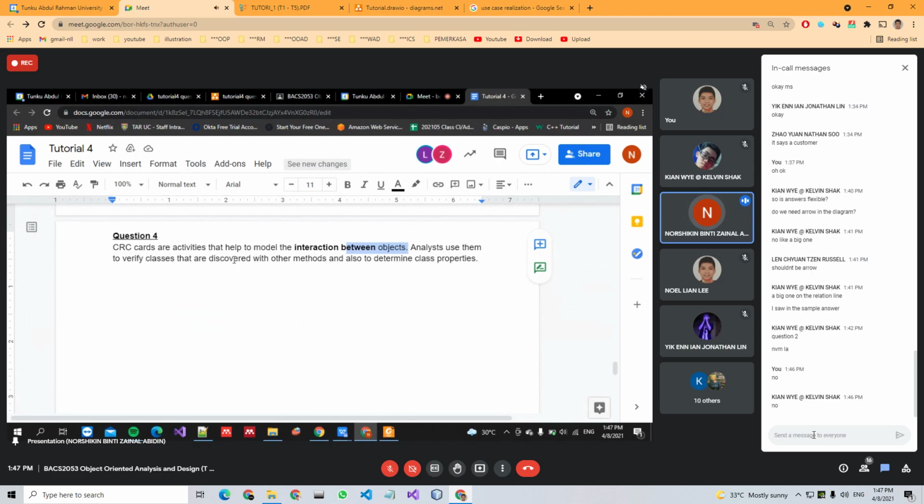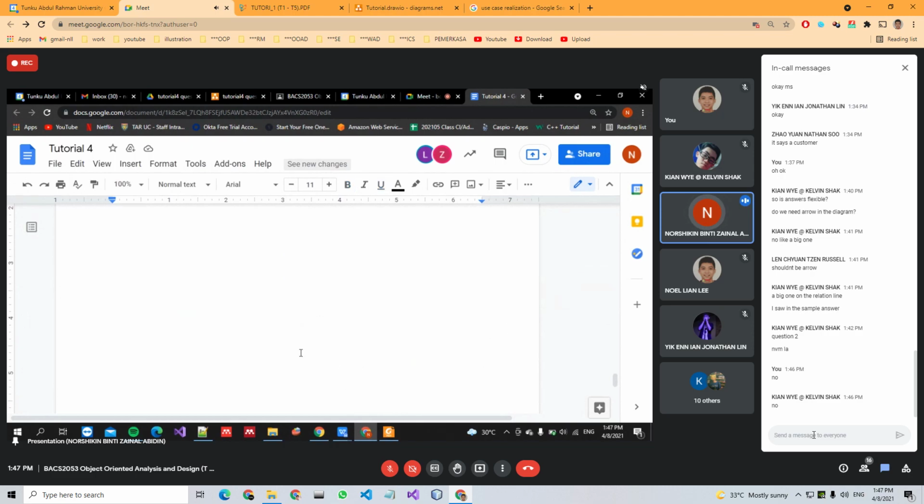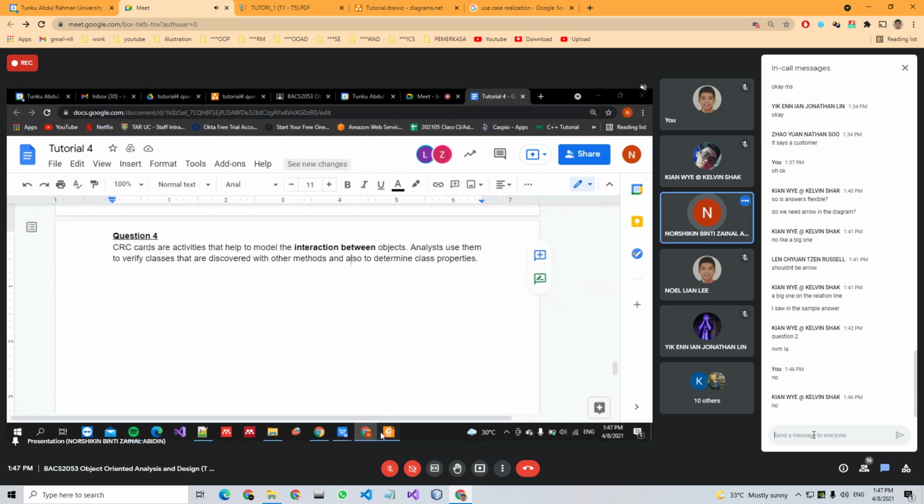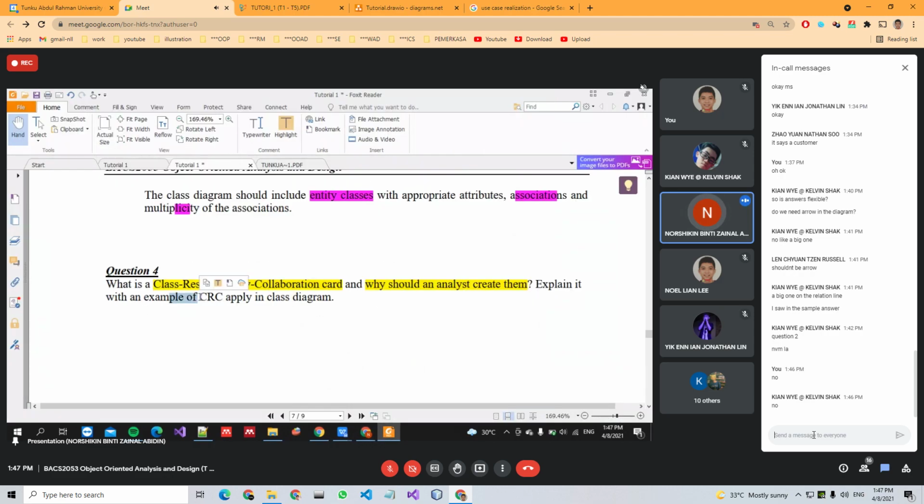Verify classes that are discovered with other methods and also the class properties. So this one is a correct reason because they ask why. The keyword here in your answer is interaction between objects or classes. So until that part, explain with an example. I remember this part in our lecture.